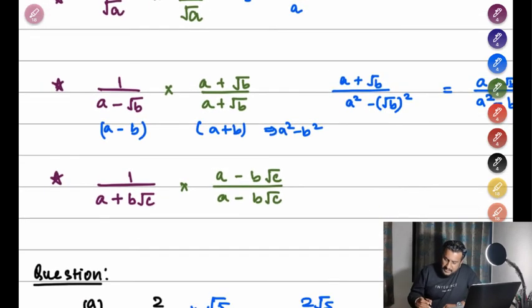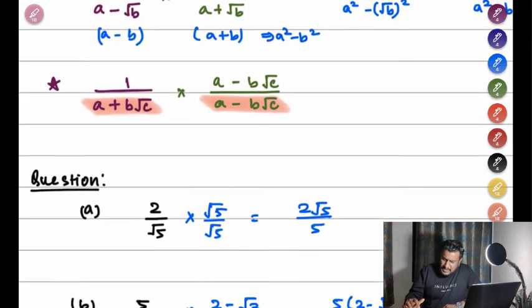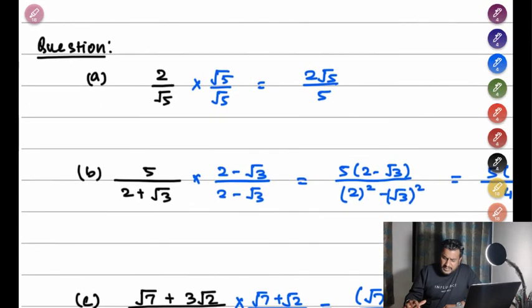Now, we do not focus on the numerator in this case. Numerator can be anything, rational or irrational. Our focus is always on the denominator. And if your denominator is in the form of a plus b root c, we'll multiply it by a minus b root c, and vice versa. If it is a minus b root c, we'll multiply it by a plus b root c.